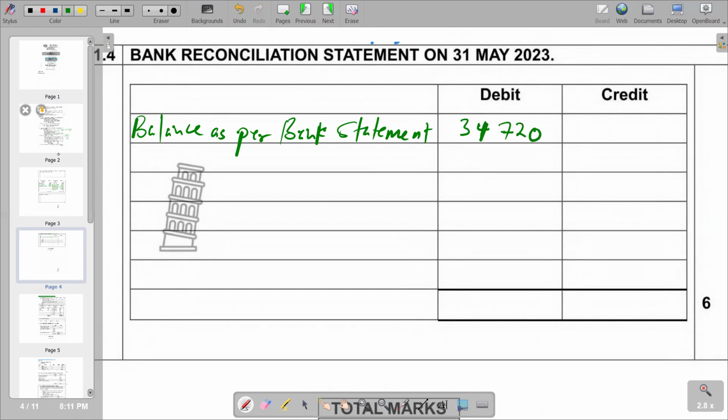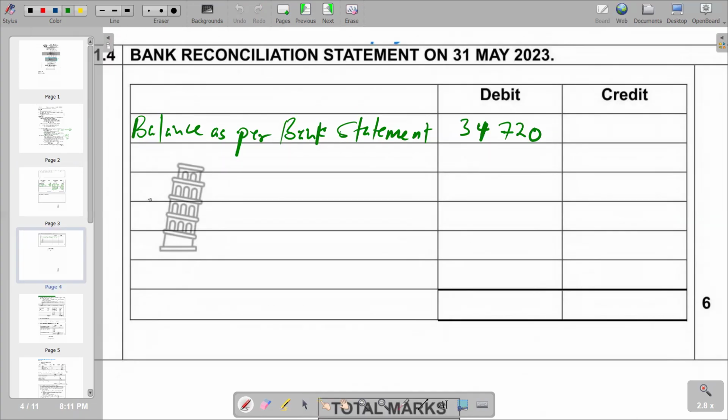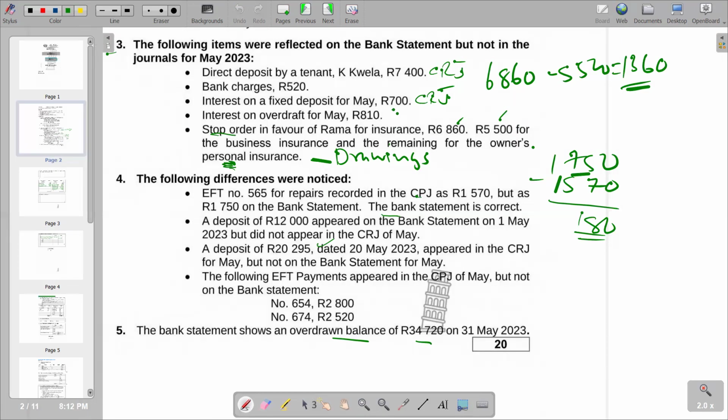And from there, we can now put that transaction of a deposit which is outstanding. When it's an outstanding deposit, remember a deposit should appear on the credit side of the bank reconciliation. So we are putting it on the credit side, saying credit outstanding deposit. We have 8,295.